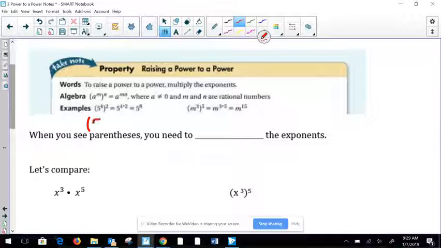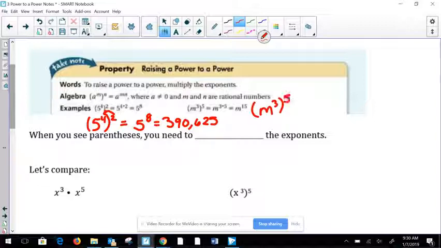If I have something like 5 to the 4th power and I'm squaring that, I am going to multiply the little exponents. So 2 times 4 is 8, so this is rewritten as 5 to the 8th power. Because 8 is a rather large number, we're not going to simplify it, but you could always rewrite that as 390,625. If you have a variable like m to the 3rd raised to the 5th power, again, power to a power, you multiply. So 5 times 3 is 15, so m to the 15th power.